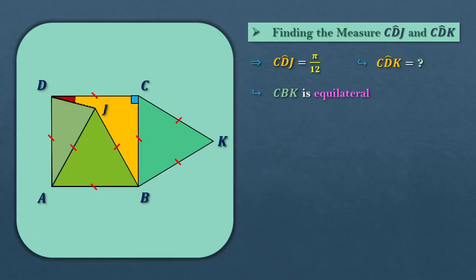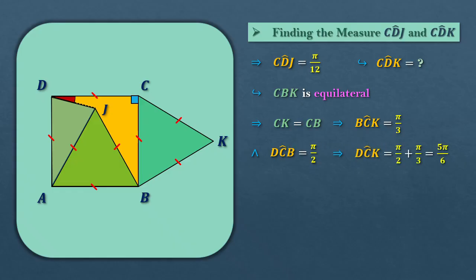The triangle CBK is an equilateral triangle. This implies that the length CK is equal to the length CB, and the measure of angle BCK is equal to pi divided by 3. We also know that the measure of angle DCB is equal to pi divided by 2. From this, we deduce that the measure of angle DCK is equal to pi divided by 2 plus pi divided by 3, which is equal to 5 pi divided by 6.